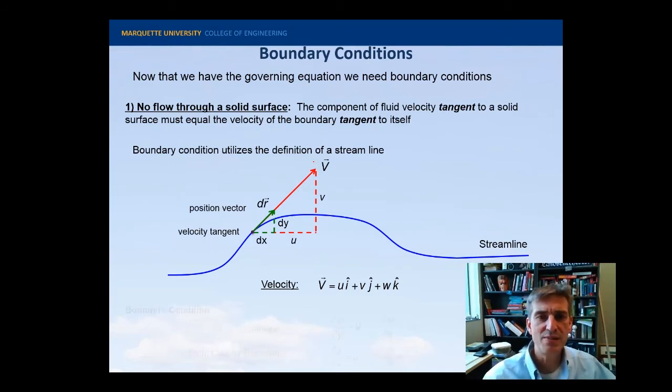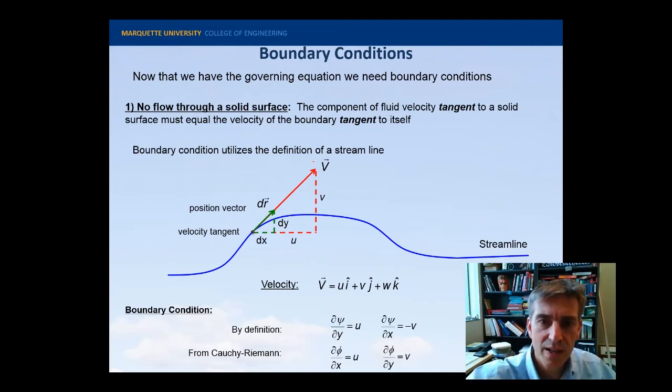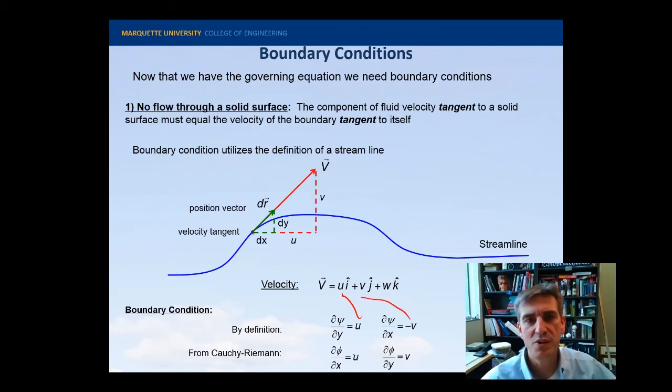And if we want to specify what the velocity is, we just simply take the definitions of the velocity. So that's the derivative of psi with respect to y is u, and psi with respect to x is minus v, and we just insert our boundary condition there. So we just pop those in there from our boundary condition, and from the Cauchy-Riemann equations we can do that with the potential function as well. So that's also in a way utilizing this no flow through a surface, but tangent to the surface, right? Okay, so that's one boundary condition, or two. It's one idea with two boundary conditions.